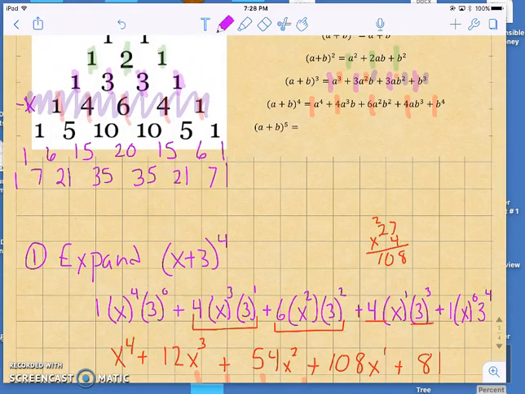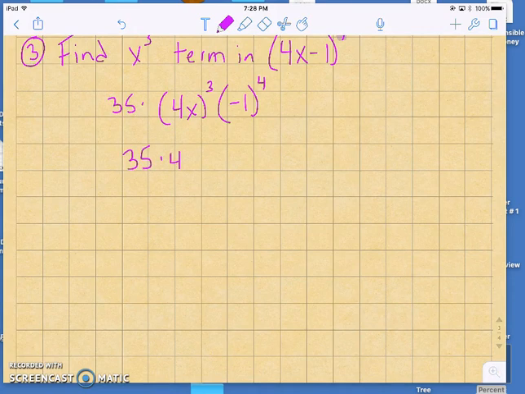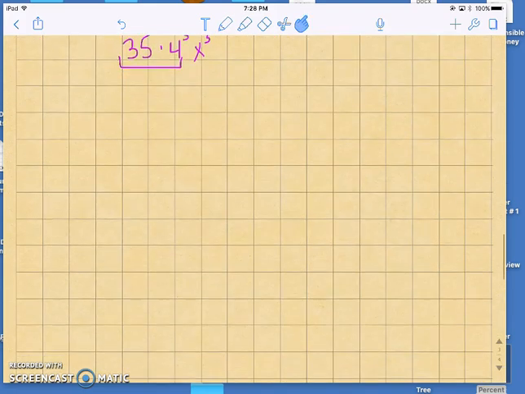So if we were to start this out, this would be x to the 7th, x to the 6th, x to the 5th, x to the 4th, x to the 3rd. So we're going to have a 35 before here. So it would be whatever 35 times 4 cubed, x cubed, and negative 1 to the 4th is just negative 1. So I'll leave that to you. You could go and type that in and see what your coefficient is.